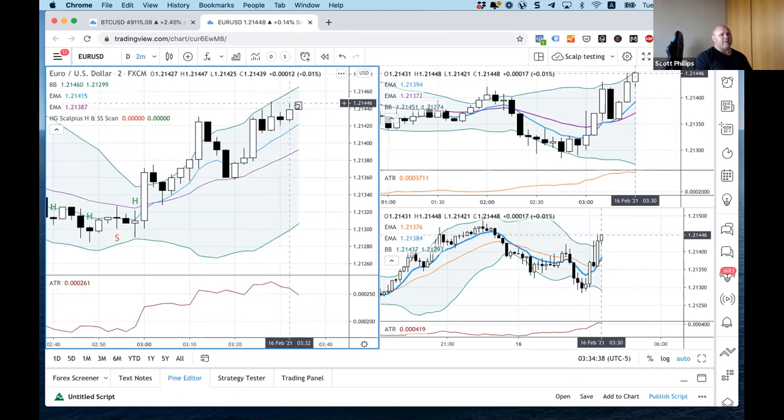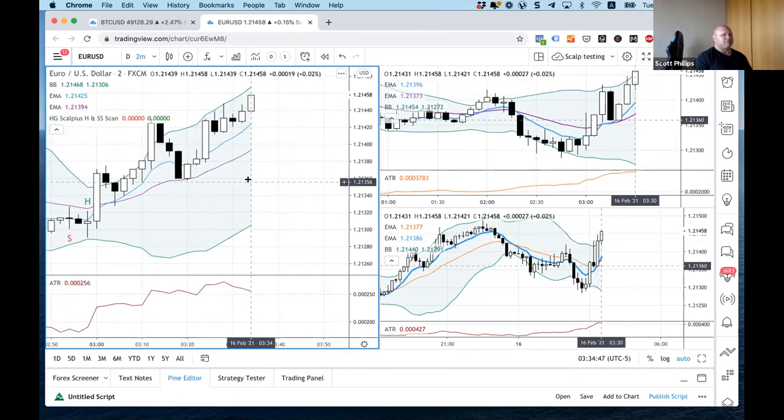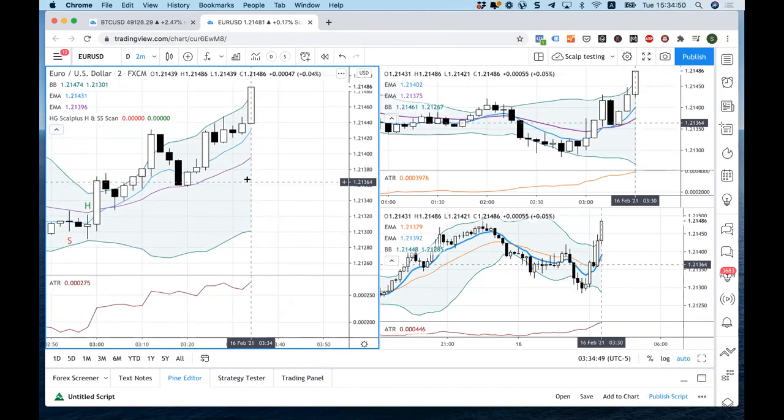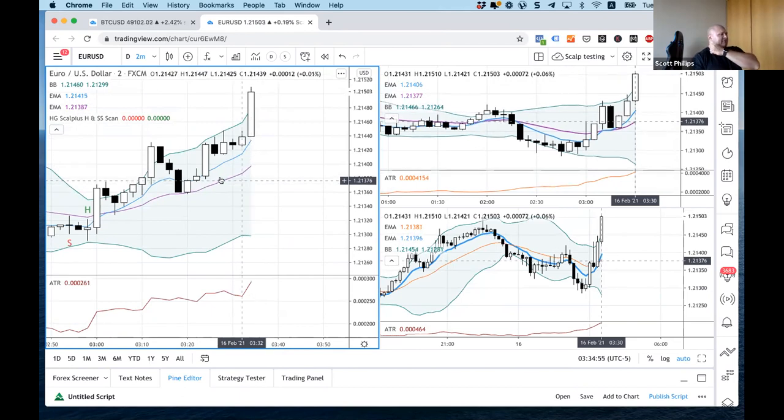Now we're looking for hammer candles touching at least the ADMA. Can I ask the period for the Bollinger? 20 and 2, which is the standard for everything.